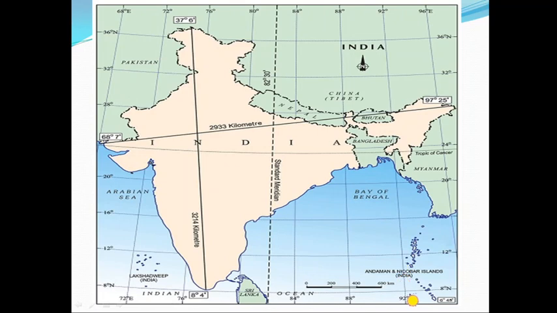Andaman Nicobar Islands lie in the Bay of Bengal. Here Andaman and Nicobar are separated by the 10-degree channel. The channel is named the 10-degree channel because of the 10-degree latitude. The capital of this island group is Port Blair, and the southernmost point, Indira Point, was submerged in 2004 due to the tsunami. Lakshadweep Islands lie in the Arabian Sea. The capital of Lakshadweep Island is Kavaratti, and this island group is separated by the 8-degree channel from Maldives.